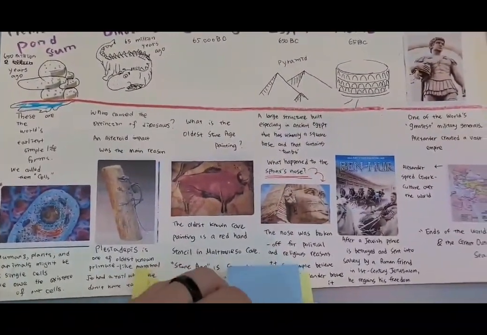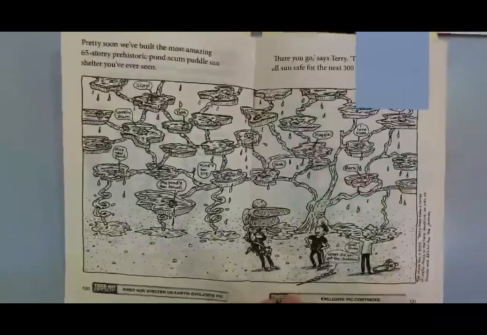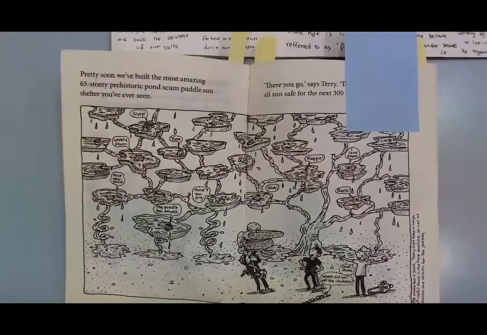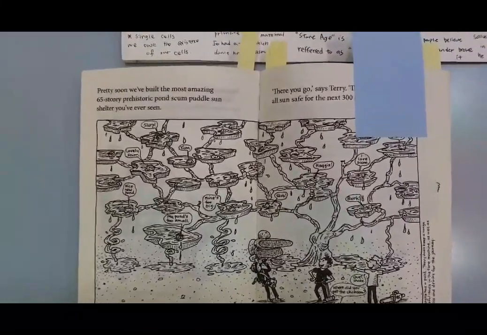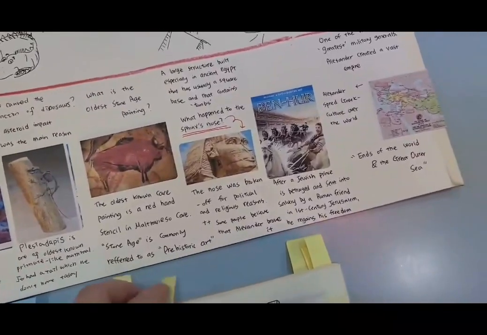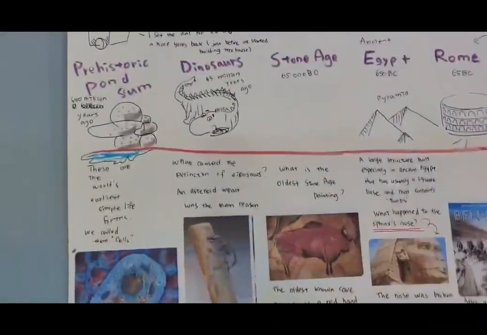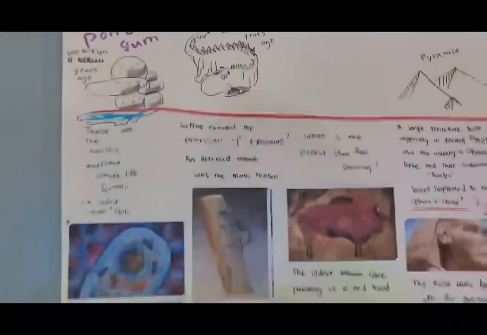After this, as Terry and Andy try to kind of fix things, we see their 65-story prehistoric pond scum puddle sun shelter. So the book kind of talks about how they wind up fixing things. As we move on, Terry and Andy try to get home, but instead of going home, they go back 65 million years ago to see the dinosaurs.